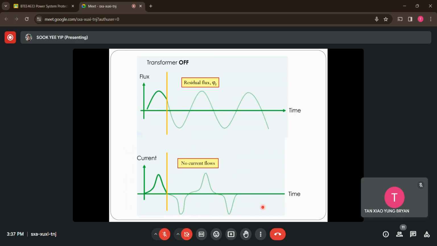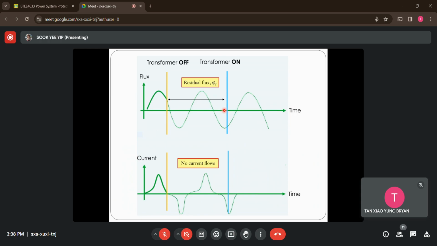At the same time, at the bottom here, this is the current flow initially. If we turn it off, there will be no electric current flowing through the transformer, meaning no power supply to the transformer. But as mentioned, there will be a residual flux staying within the transformer core. What happens if I choose to turn on the transformer again at this moment of time? The residual flux within the core is measured from the time the transformer is turned off to the time the transformer is turned on.